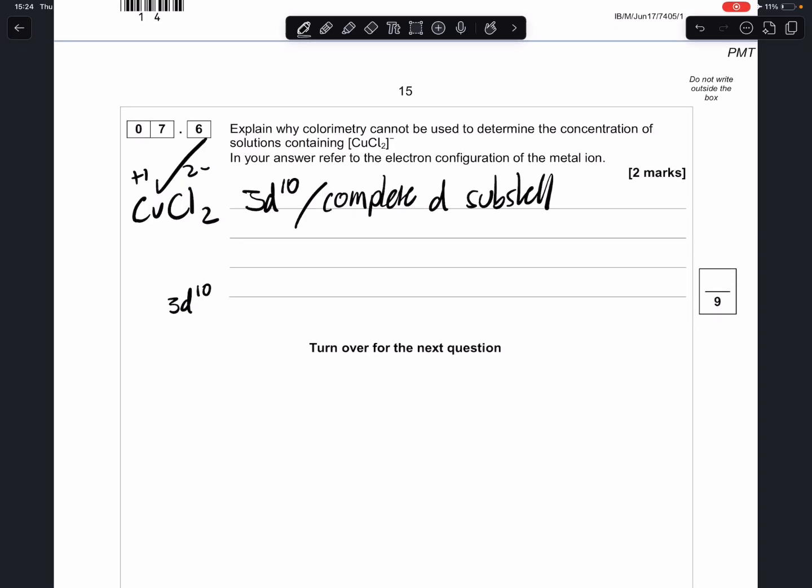So if we can't split the d subshell, it's colourless. And if something is colourless, we can't measure its colour by colorimetry. It has no colour. So there you are. A lot of explaining, but yeah, 2 marks.